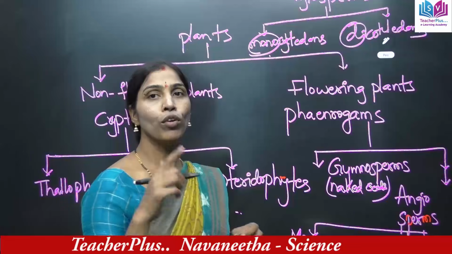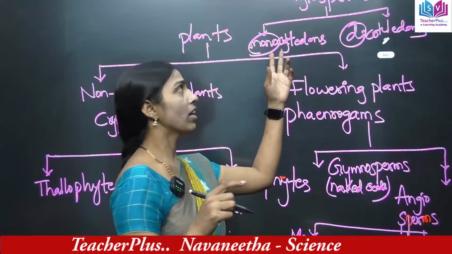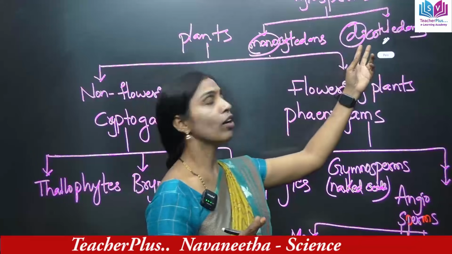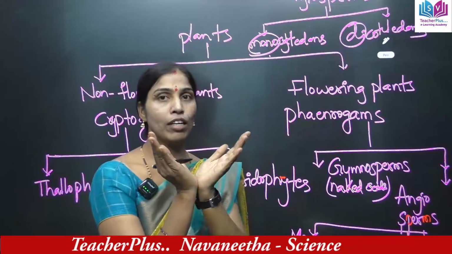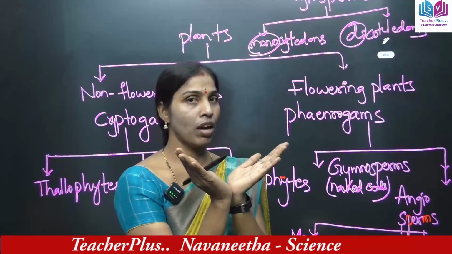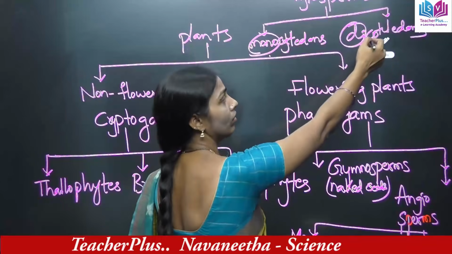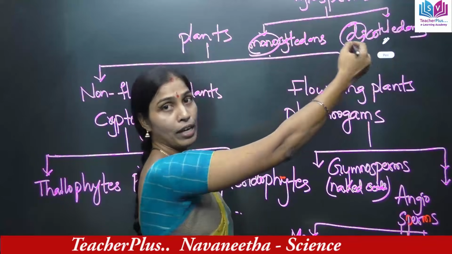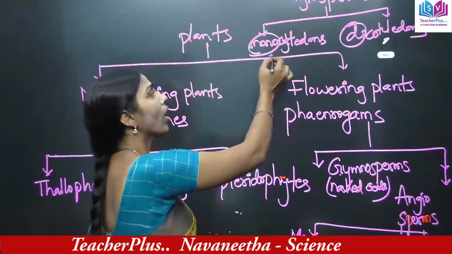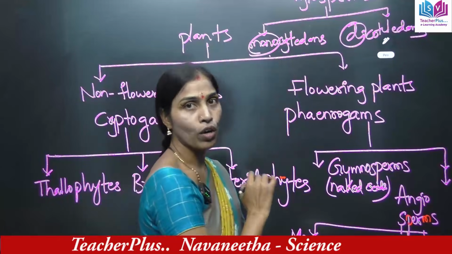So which seeds have only one seed leaf, those we call monocotyledons. For example, rice. And dicotyledons have two seed leaves. When they germinate, we can observe the two seed leaves grow. The best example is groundnuts, and all pulses come under dicotyledon and all cereals come under monocotyledon.